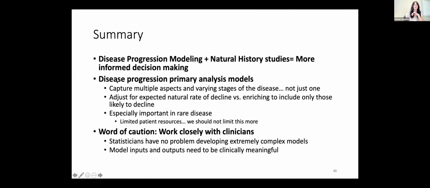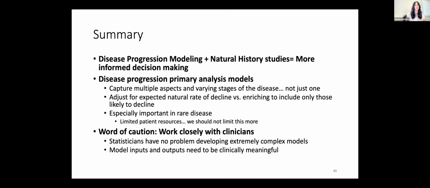Using these sort of disease progression models allows us to capture many aspects of the disease at different varying stages, not just a single one. So not just capturing the lower extremities using 6-minute walk. We can capture multiple aspects of the disease. We can adjust for natural rate of progression. And we can do this instead of having to enrich to include only those individuals likely to decline. So this allows us to, again, enroll that broad patient population, which is extremely important in rare diseases.